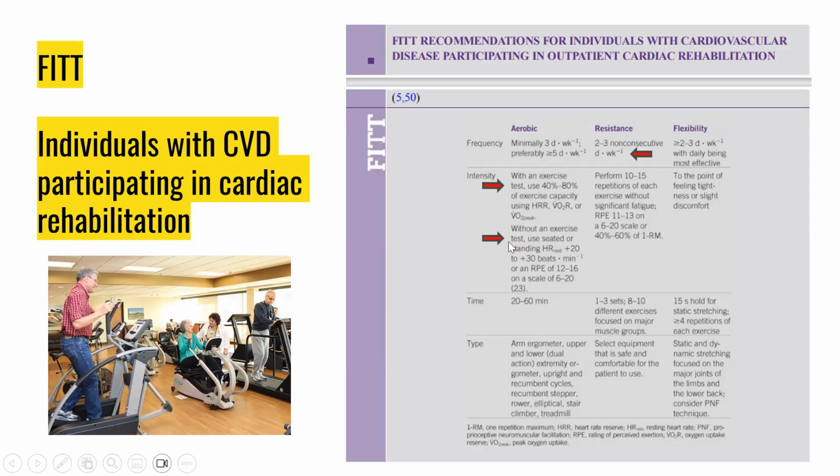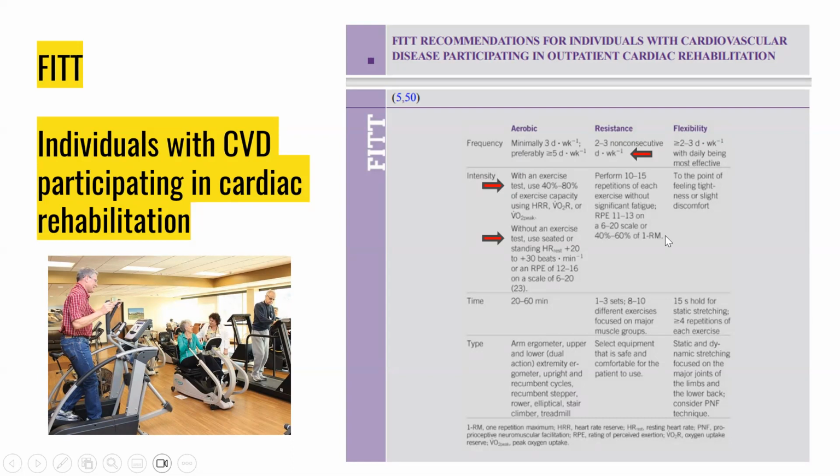But without a graded exercise test, you can use a seated or standing heart rate at rest plus 20 to 30 beats per minute. This is just a basic formula that you can use for your client if you weren't able to perform that graded exercise test, right? Or you can prescribe intensity using the RPE scale on 12 to 16 on the scale of 6 to 20. Time 20 to 60 minutes, and type any type of ergometer, right, for the upper or lower body.